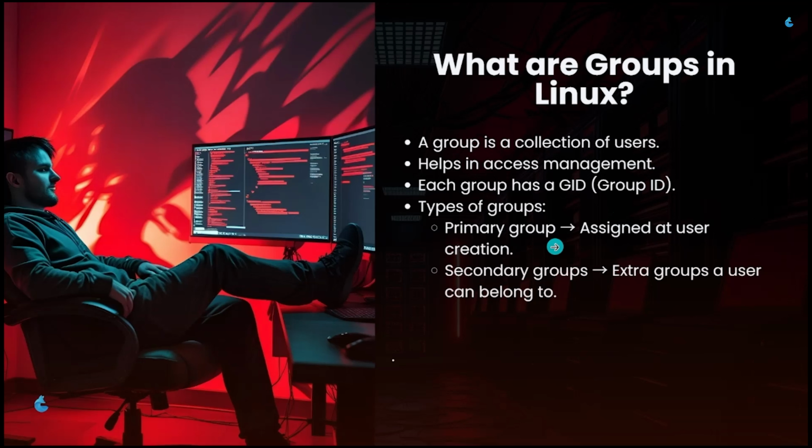There are two main types. One is the primary group, which is automatically assigned to a user at account creation, and secondly, we have the secondary groups, which a user can join to gain additional access rights.